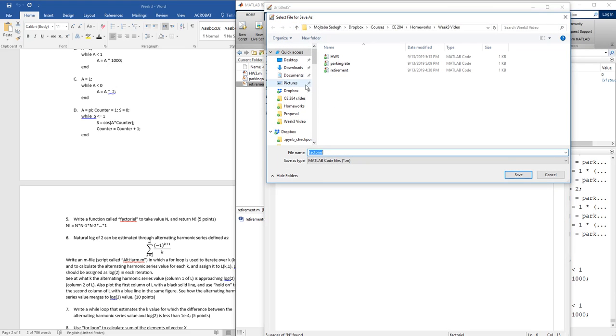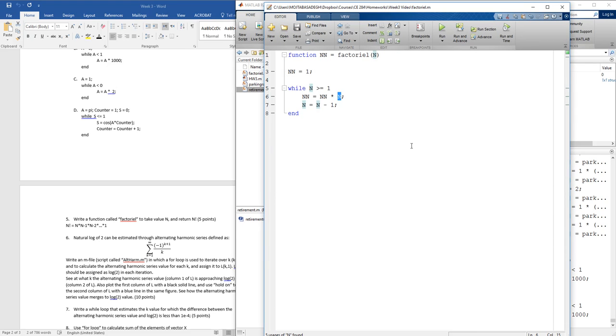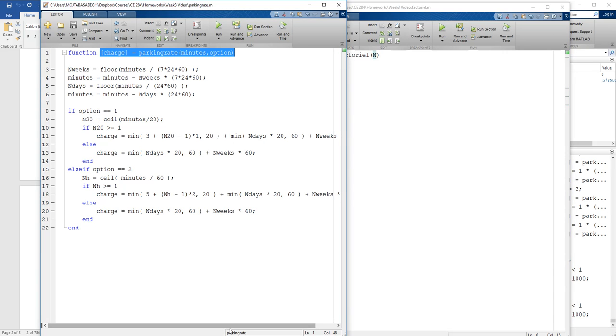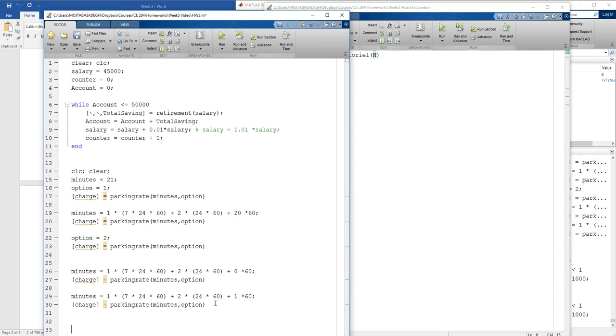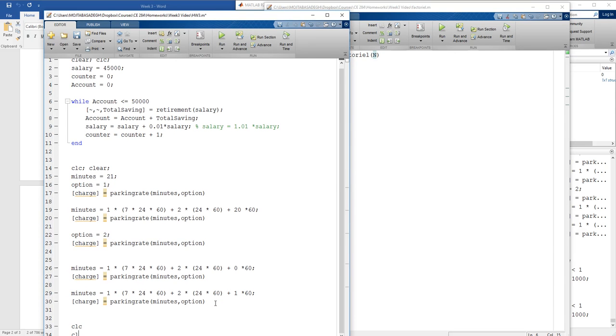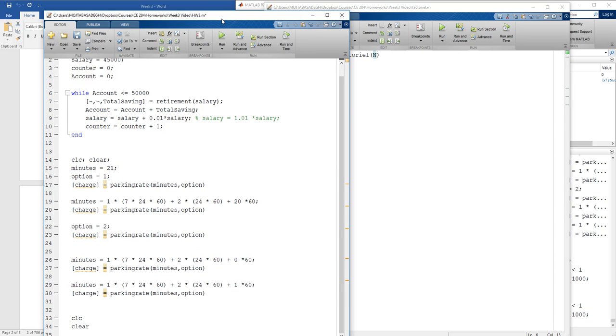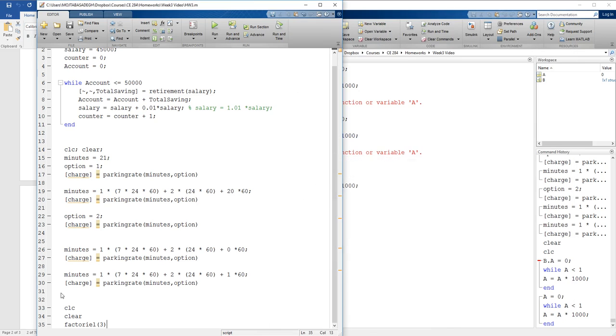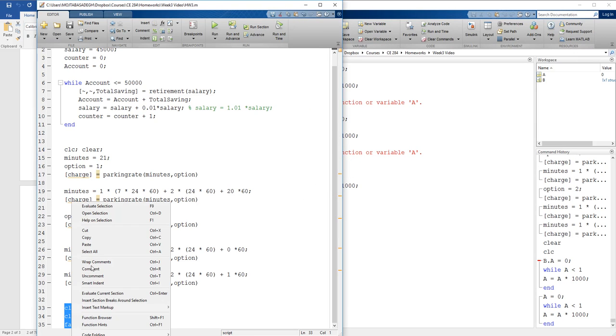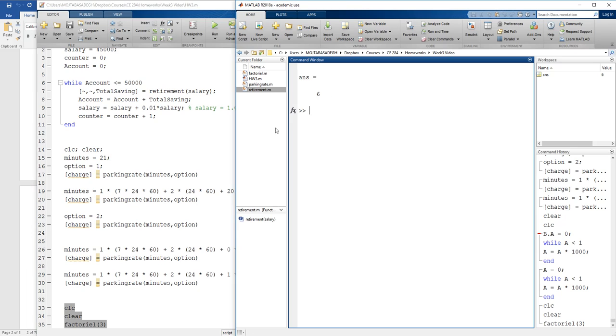I'm going to save this and I'm going to evaluate this function very quickly for you to see. I'm going to close this one. I'm going to come here. I'm going to use clc and clear always. And then I'm going to use the function factorial that I just defined. 3 factorial should give me 6, right? So if I evaluate this, I get a 6.